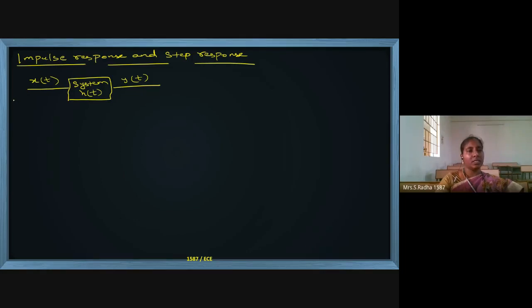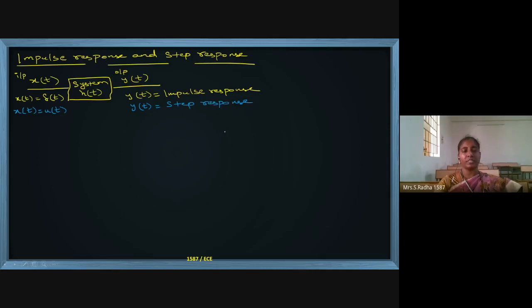Here the thing is, this is the input I told you, this is the output I told you. If input is impulse signal, then output is called impulse response. And if input is step signal, u of t, then output y of t is called step response. Input is impulse signal, output is called impulse response. Input is step signal, output is called step response.